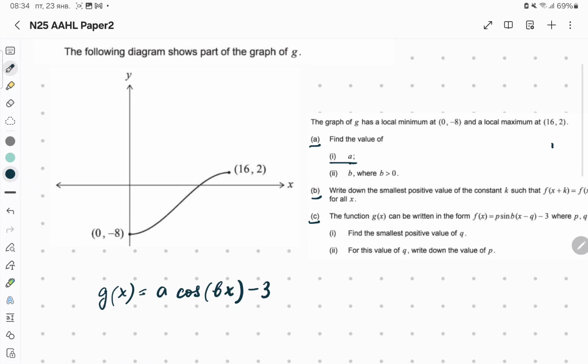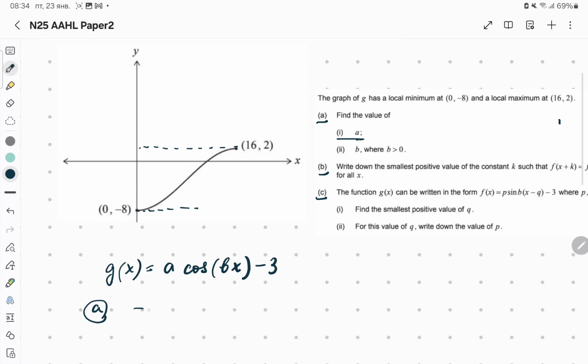So A is negative, and to find the value of A, the amplitude, we should find the principal axis. The principal axis is actually the average of the maximum and minimum. So if we add together and divide by 2, minus 8 plus 2, so we are talking about the y coordinates, divided by 2, so it's minus 6, minus 3. Let me mark this principal axis, negative 3, somewhere here.